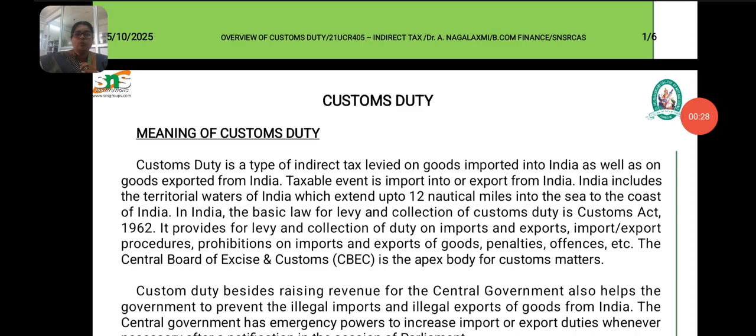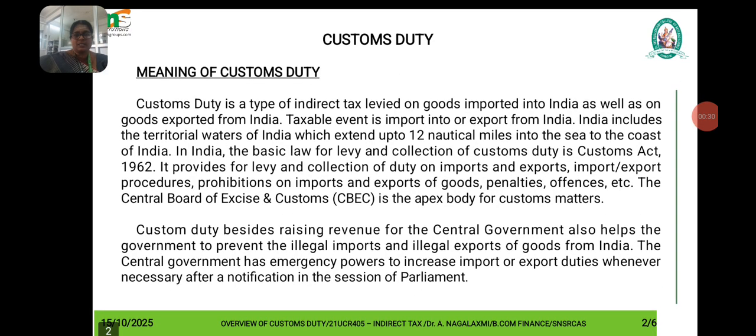First, we should know what is meant by customs duty. Customs duty is a type of indirect tax levied on goods imported into India as well as on the goods exported from India. That is, when we import or export goods from India, those goods are levied a tax called customs duty.